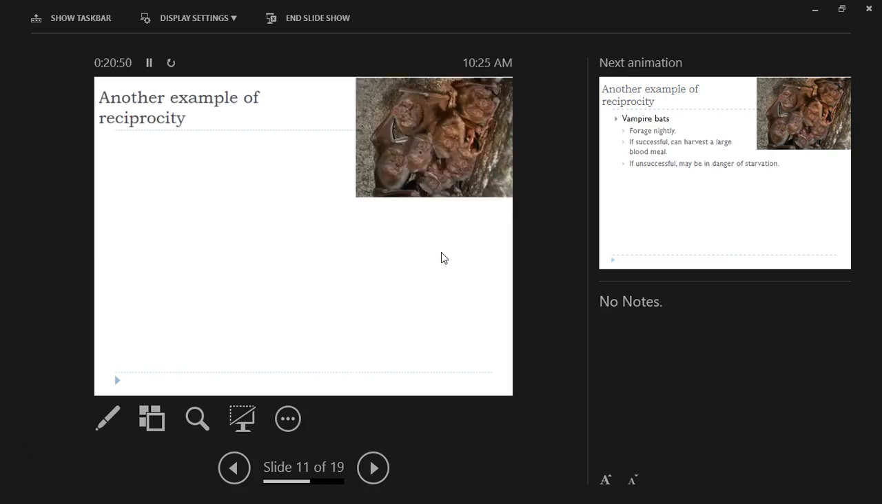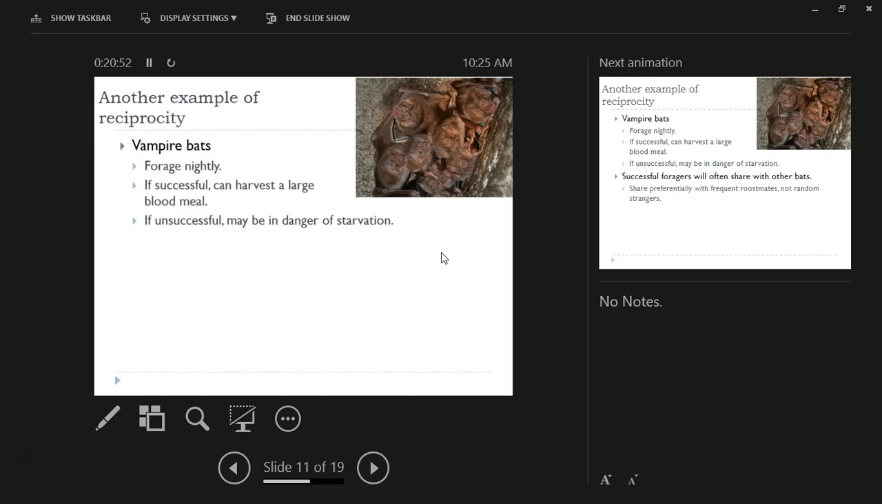This is another example of reciprocity. These are vampire bats. It's a little hard to see them up there. Vampire bats are really interesting for a variety of reasons. They're extreme specialists. We talked about them earlier in the semester. They don't seem to be able to associate negative experiences with food, which is kind of neat. They literally live on the edge, though.